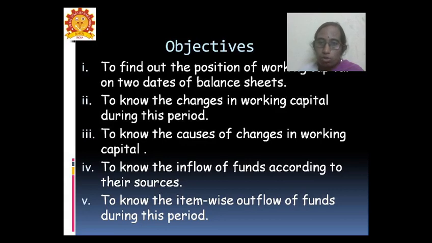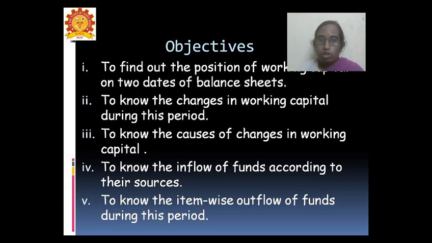The third objective, to know the changes and the causes of the changes in the working capital. What are the changes that have taken place in the current assets and the current liabilities, and what is the cause? When the current liabilities are getting increased, the liabilities are more, then how are they going to manage the obligations for the business? When the current liabilities are low, how are they going to make some investments for the other extra working capital? The fourth objective, to know the inflow of funds according to their sources.